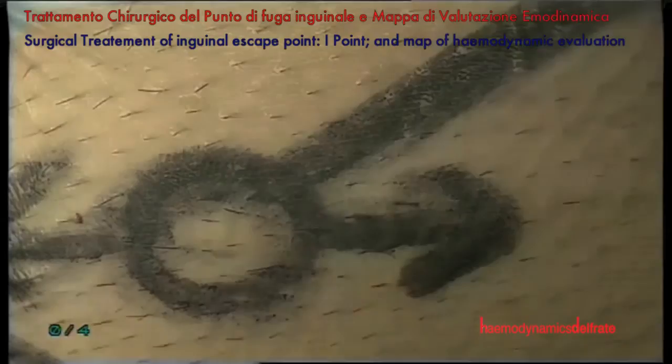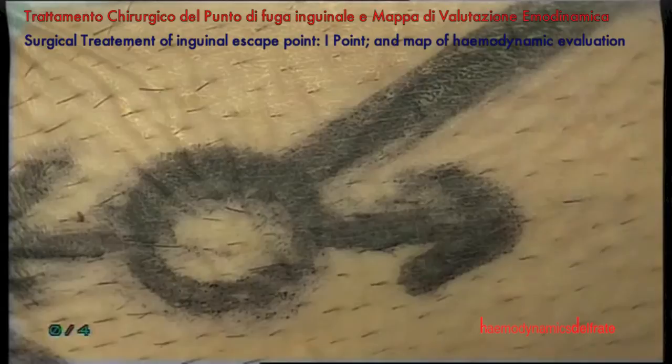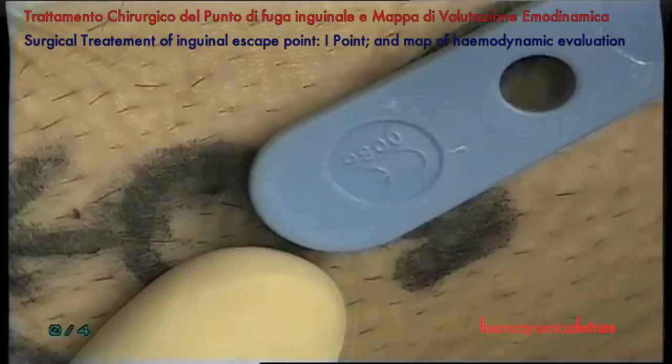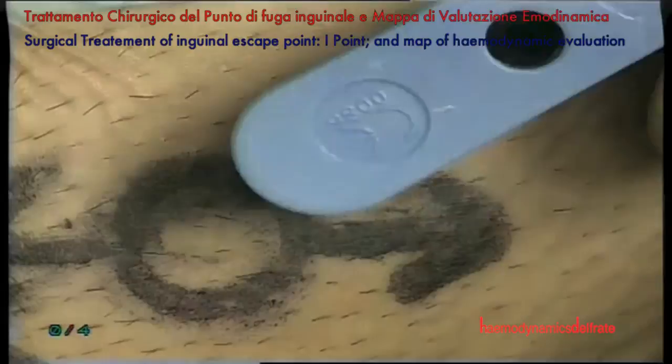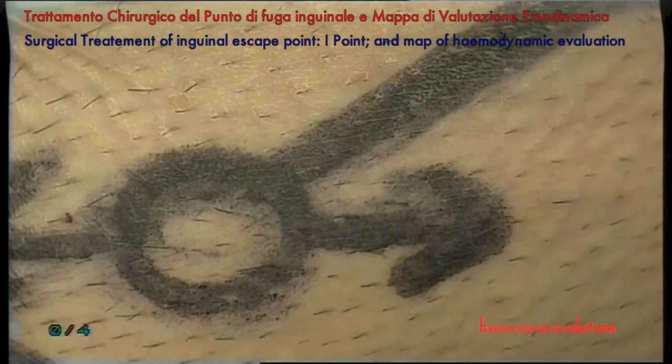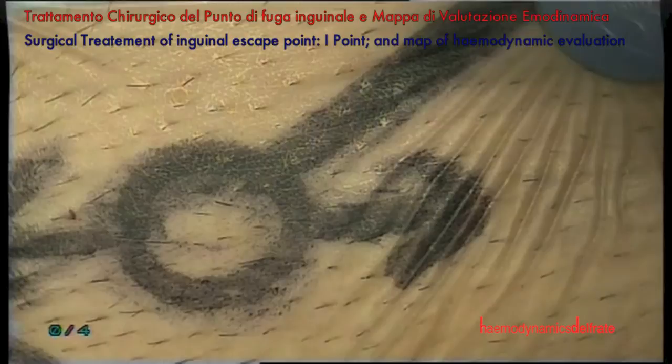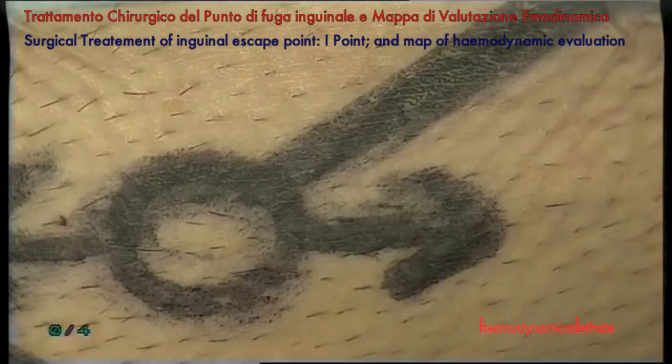This is the marking of the subcutaneous ring. This is the direction of the venous plexus of the round ligament. This is the deep inguinal ring. And this is the pubic tubercle.